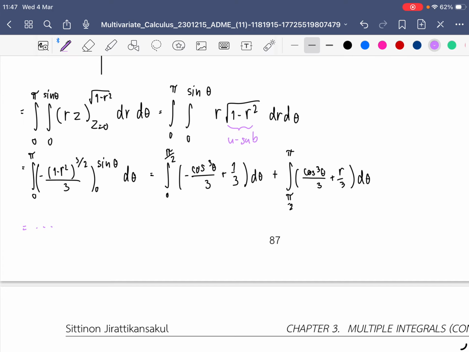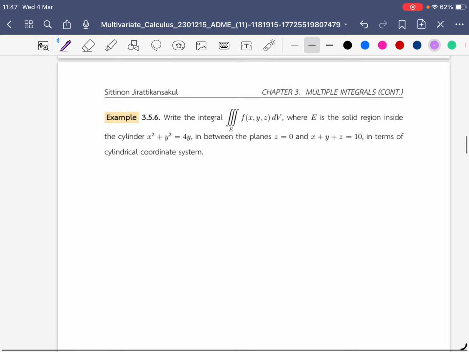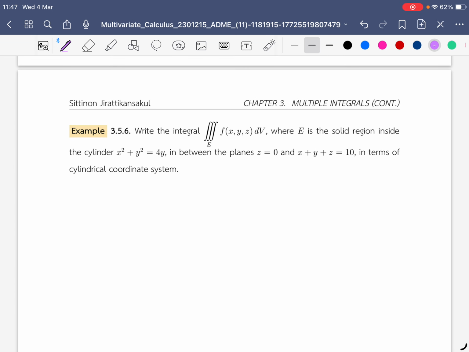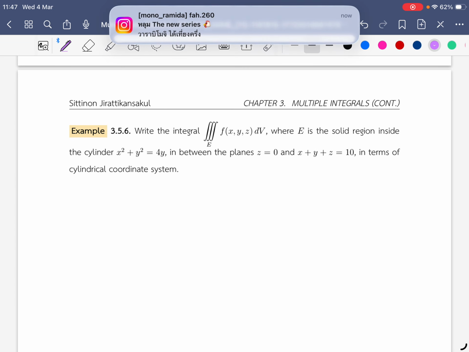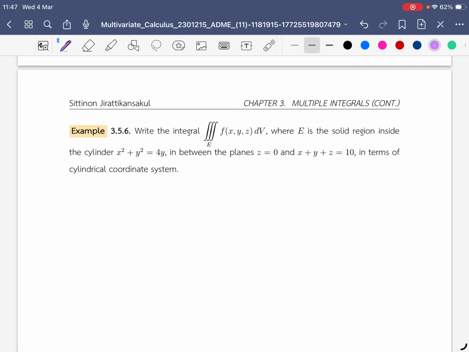Alright, I think last one for today. I want to set up the triple integral. You don't have to calculate, where E is the region inside the cylinder, from the outside. Okay. From the center, this one and the 2 planes.